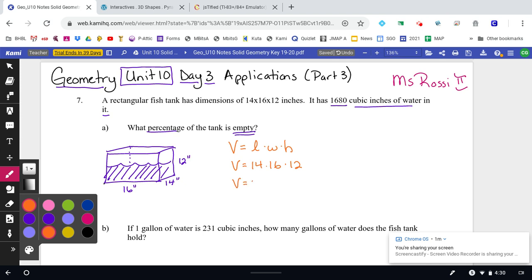I multiply that together and I get 2,688 inches cubed. Now we know that it has 1,680 cubic inches of water already in it. So if I subtract those, I end up with 1,008 cubic inches of empty space. And if I want to find the percentage, I'm going to divide that by the entire tank.